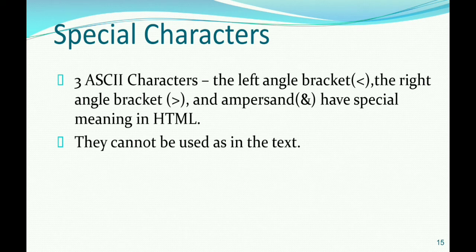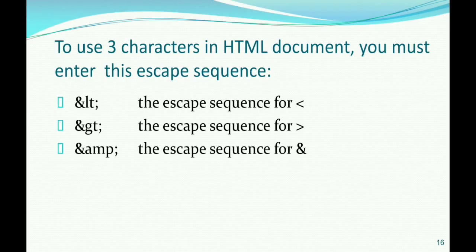Now we will see the special characters. Three special characters: the left angle bracket, or you can say the less than sign, the right angle bracket, or you can say the greater than sign, and the ampersand, or you can say the and symbol, have special meaning in HTML. They cannot be used directly in the text. If you want to print these symbols on the browser, you need to use a special sequence for this. Then which sequence will be used for these?